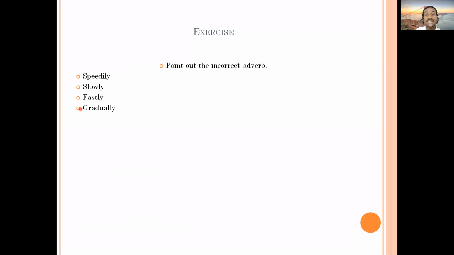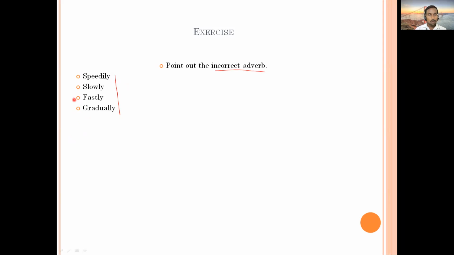Point out the incorrect adverb. What is it? Incorrect adverb. And here the options are speedily, slowly, fastly, gradually. So are you sure about speedily? Fastly? Yes, sir. Which one? Fastly or speedily?